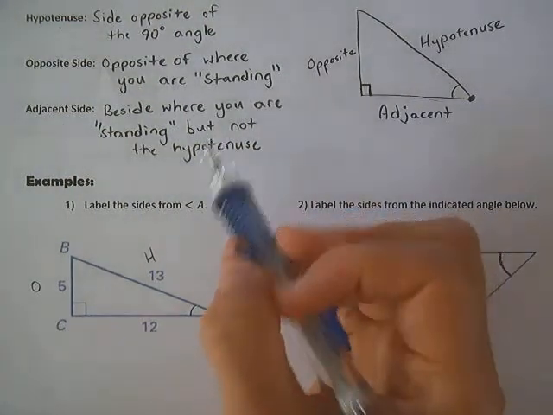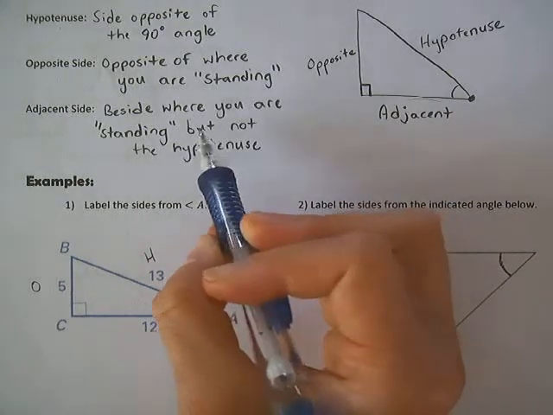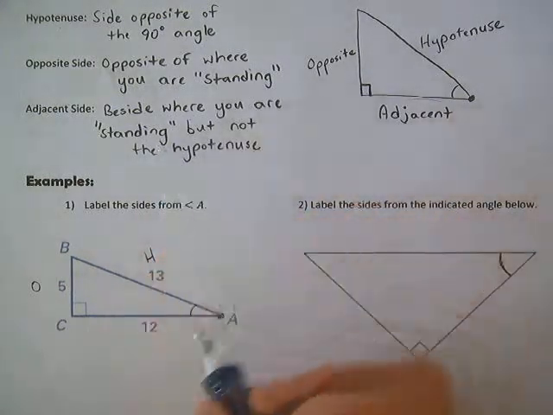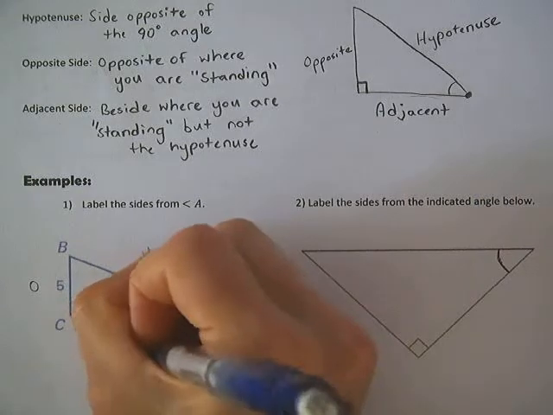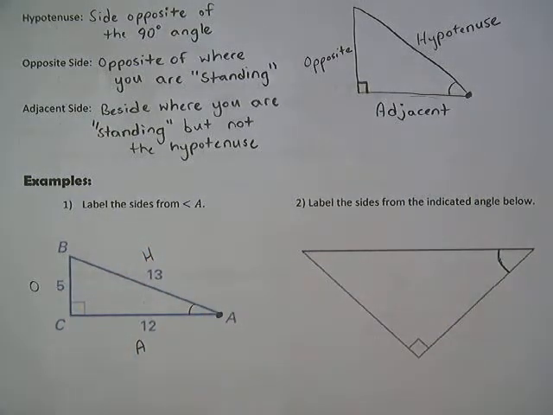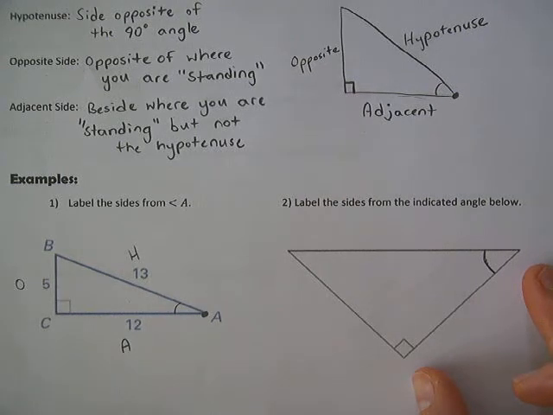And then by process of elimination, again, we know which side's the adjacent side, but the adjacent side is going to be next to where you're standing. Notice this side is next to where you're standing, but it's not the hypotenuse. So this would be our adjacent side, which we will label with an A. And so we have now labeled the sides of that triangle. All right, so let's practice this one more time, and then we'll move on to actually learning the trig.